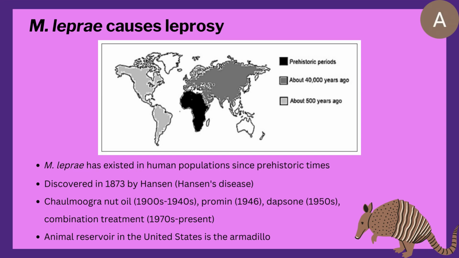Since its discovery, many things have been used to treat leprosy, including chaulmoogra nut oil, promin, and dapsone. Dapsone has proven to be the most effective treatment. However, resistant strains arose in the 1960s, so we use combination treatments today. The animal reservoir in the United States is the armadillo, and the 9-banded armadillo is a common in vivo model for M. leprae.